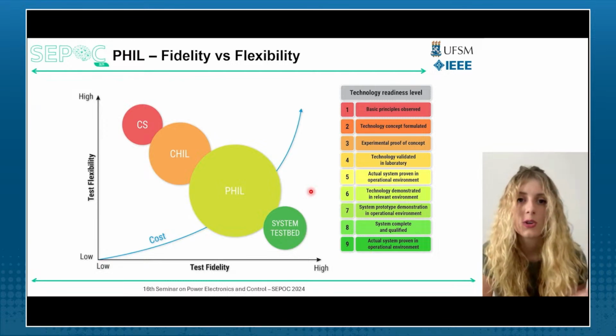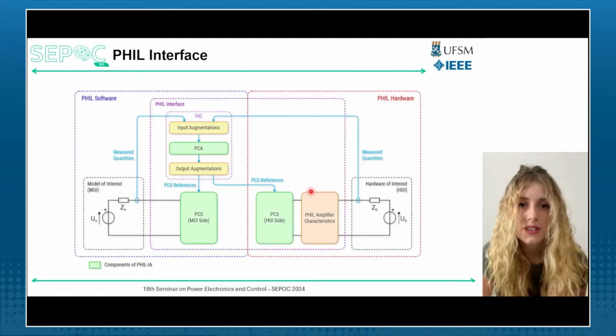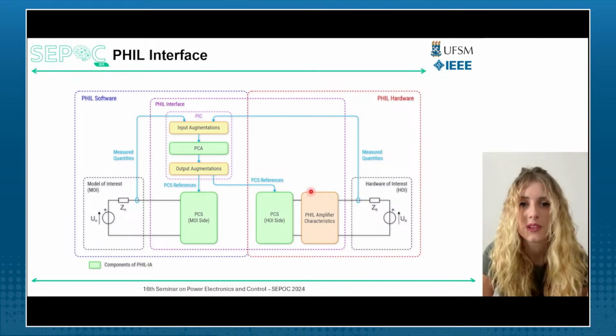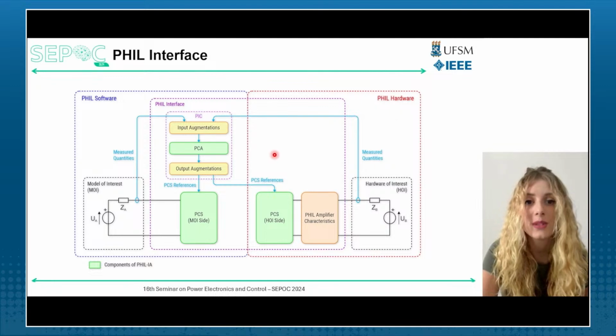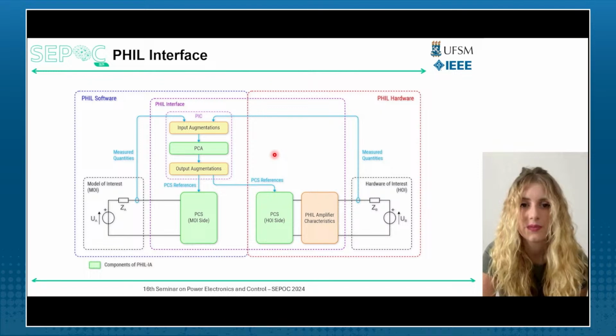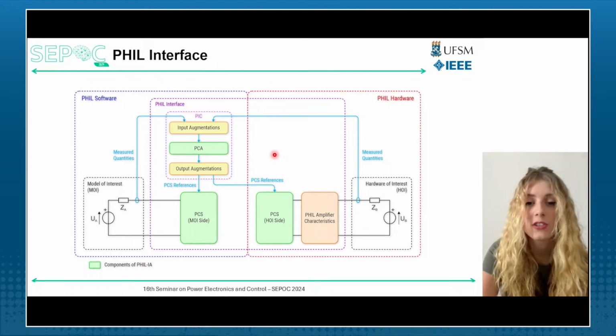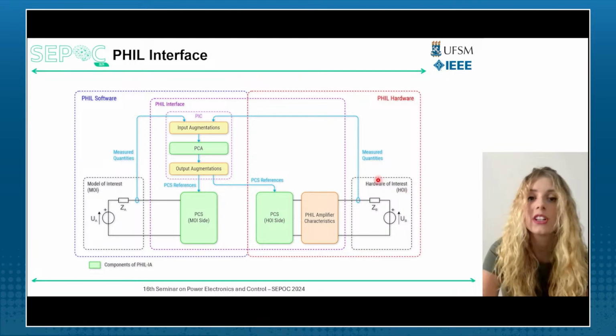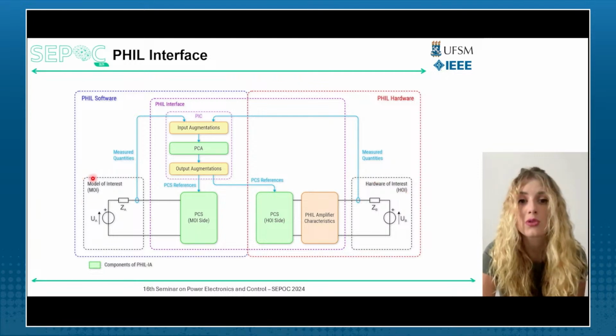So let's now go to the power hardware in the loop basics. This block diagram shows what a power hardware in the loop setup looks like. On the left-hand side we have the power hardware in the loop software, on the right-hand side the power hardware in the loop hardware, and in the middle the power hardware in the loop interface. Hardware of interest is the part of real hardware that we want to test. And model of interest is the model that is running on the power hardware in the loop software.